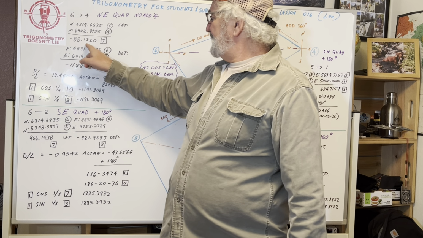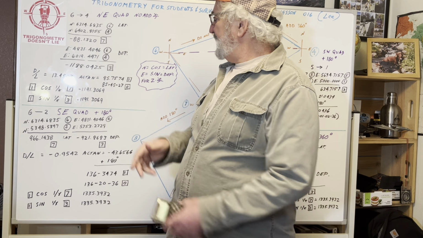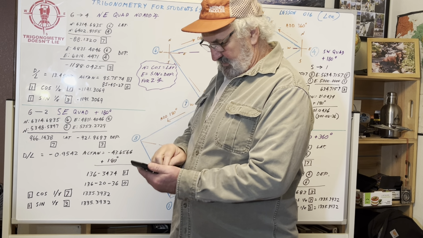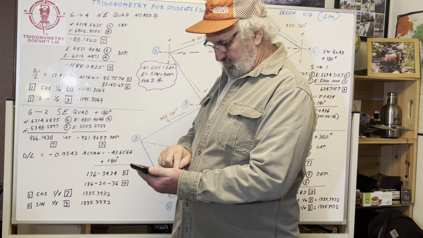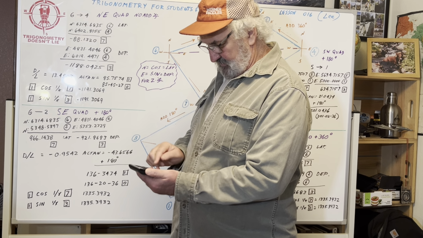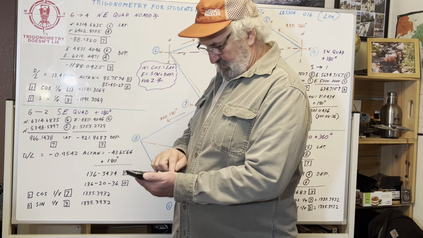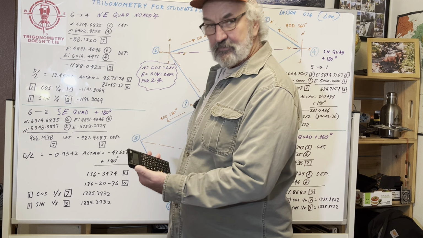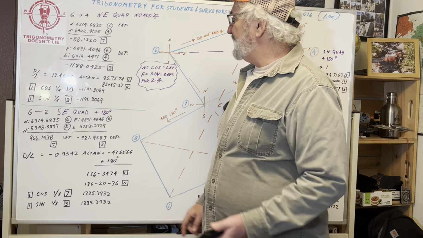Okay, so we got a negative 88.1320. I'm going to go ahead and put that in there, and add the negative to that because it needs to be there. I'm going to store that as 7. And I'm going to recall. I always like to recall to make sure I got it in right.